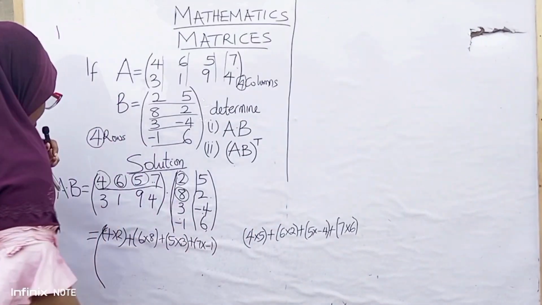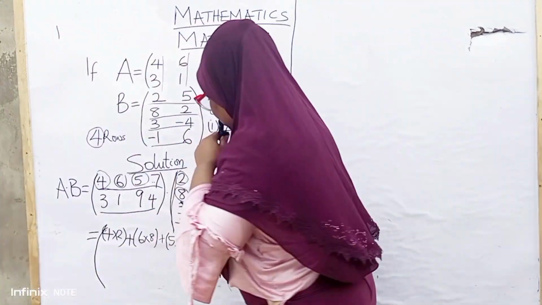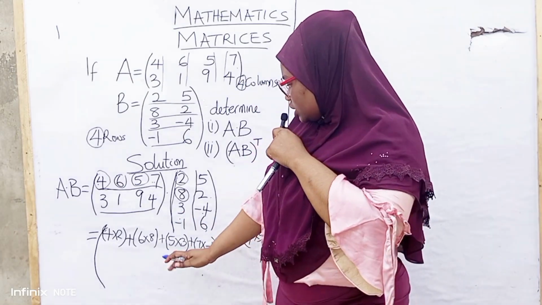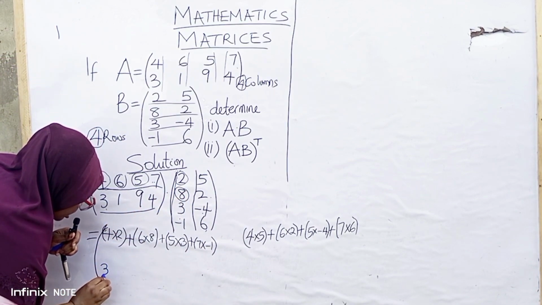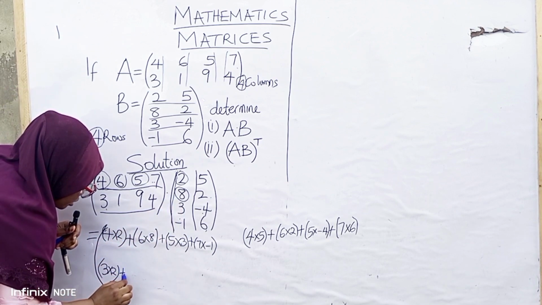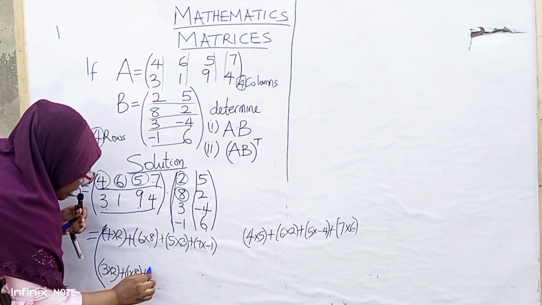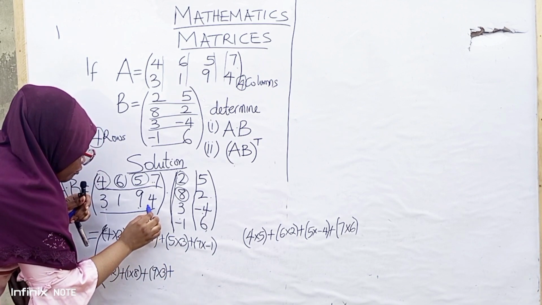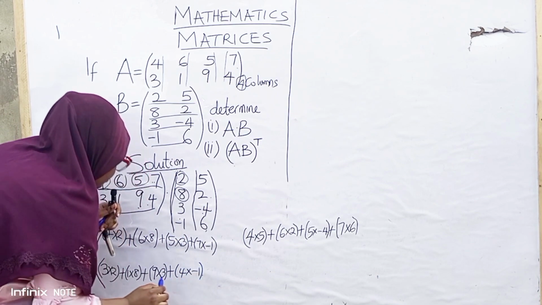So you go to the second row of the first matrix. You do the same thing for the first column of the second matrix as we did before. So 3 multiplied by 2, plus 1 multiplied by 8, plus 9 multiplied by 3, plus 4 multiplied by minus 1.